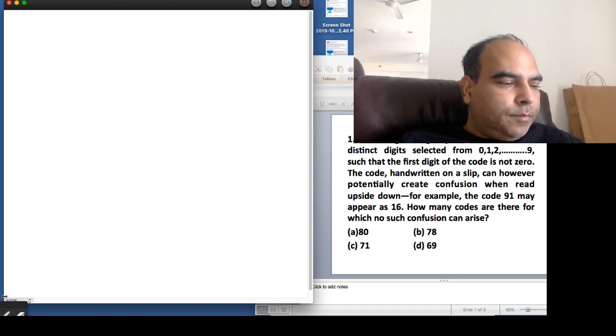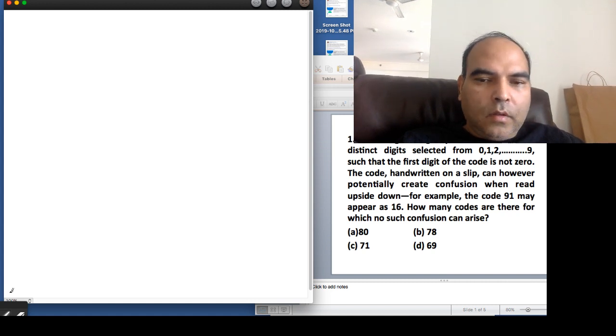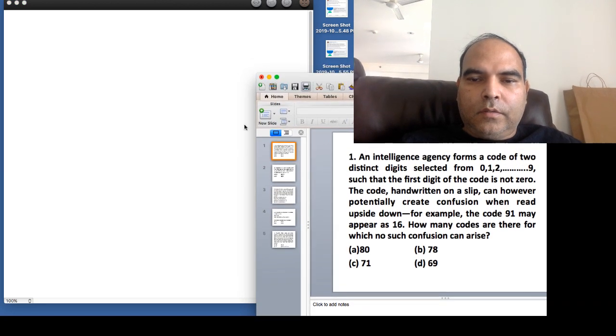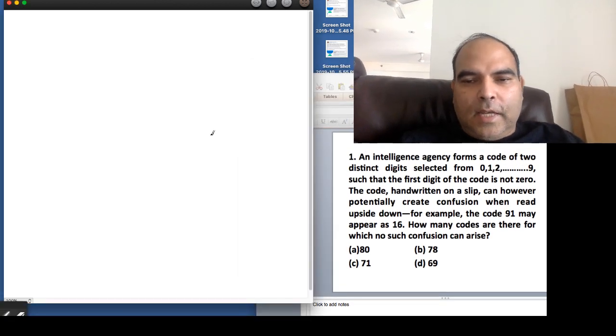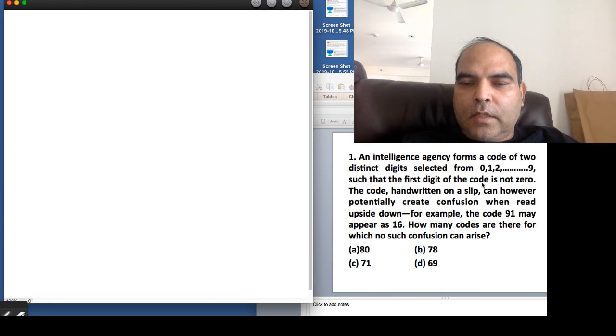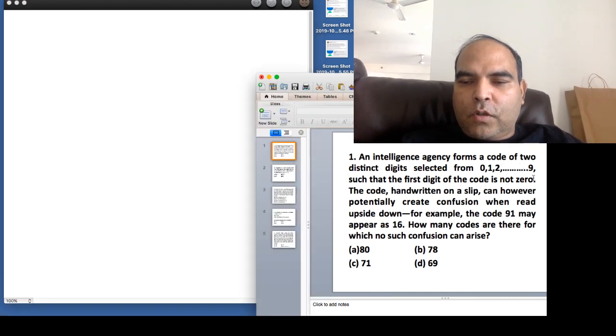The question, as you can see, is: an intelligence agency forms a code of two distinct digits selected from 0, 1, 2, 3 up to 9, such that the first digit of the code is not 0. First digit of the code should not be 0.